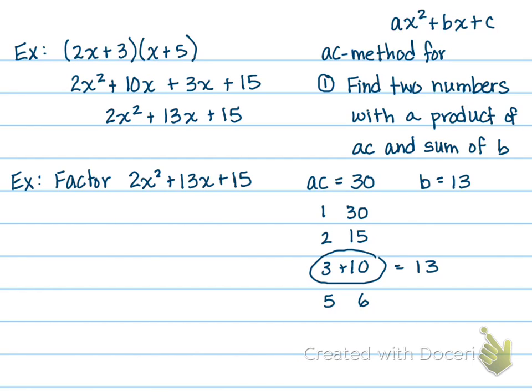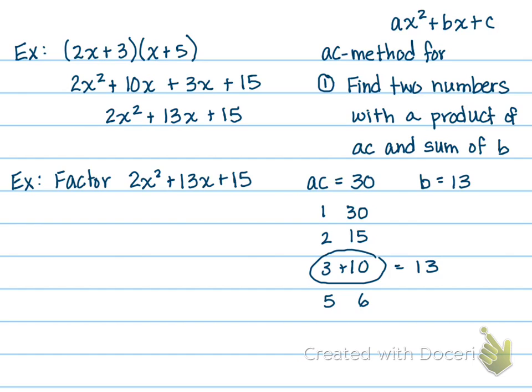If you make your list of numbers that multiply to AC and none of them add to B, then the polynomial is prime. It can't be factored. Wait, why did we do 15 times 2? How did we get the 30 again? 2 times 15. So A is 2 and C is 15. So A times C is going to be 30.